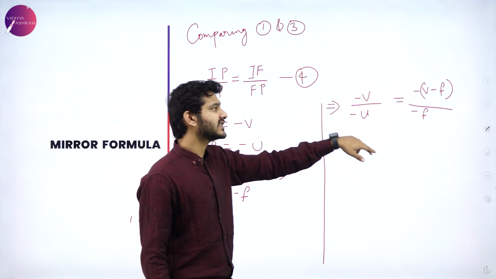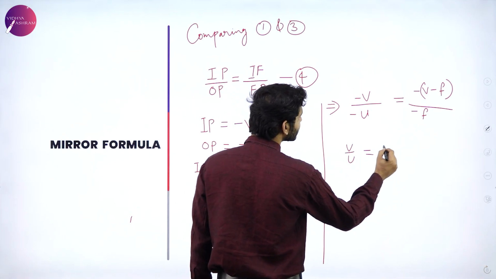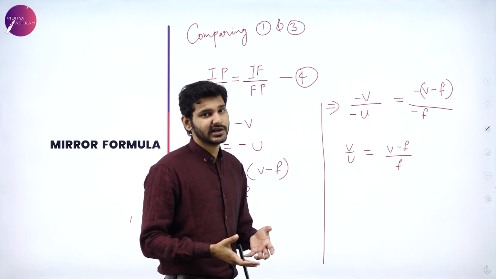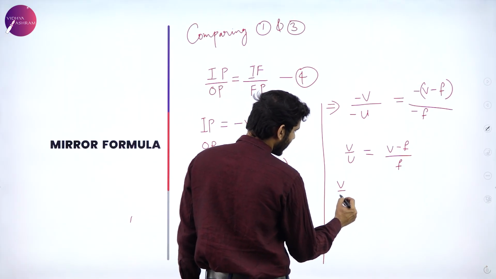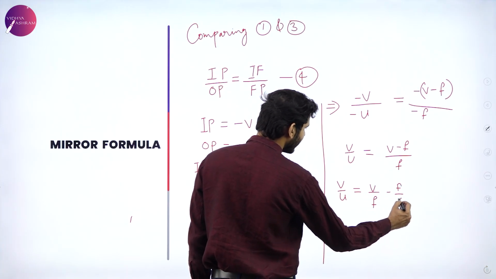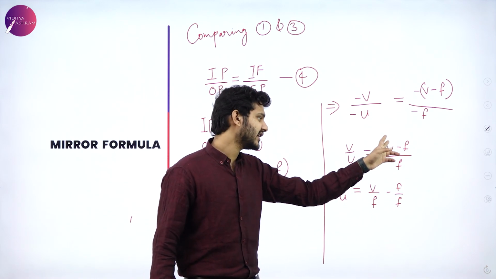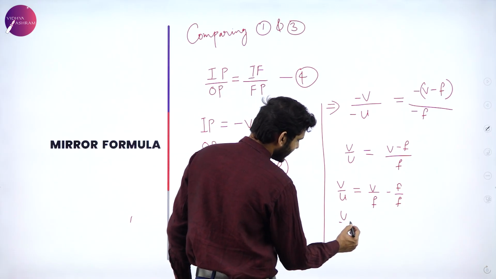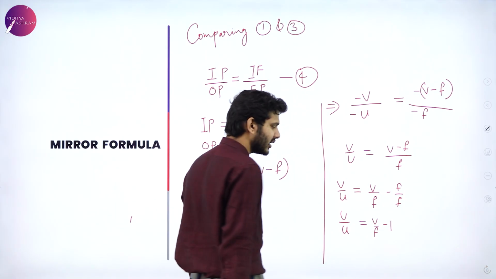All these negative signs will cancel each other, and we can say that V by U is equal to V minus F divided by F. If I modify this equation, make it a little more pretty, V by U is equal to V by F minus F by F. I just split the denominator, so I can write it as V by F minus F by F. Or simply, V divided by U is equal to V by F minus 1.